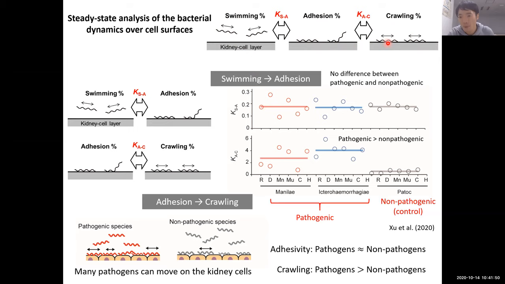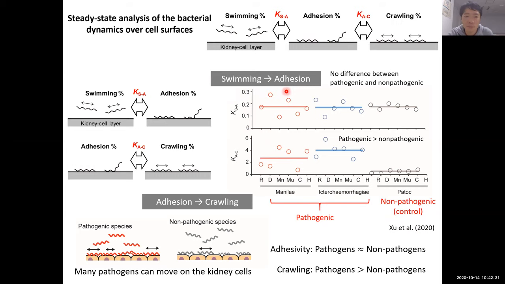So we measured the fraction of the cells in various different pairs of leptospira and animals. R means rat, D dog, monkey, mouse, cattle, and human. And this is a serovar name. This is pathogenic leptospira, two different serovars. This is control, non-pathogenic. So as you can see, they show no significant difference about the swimming to adhesion transition.